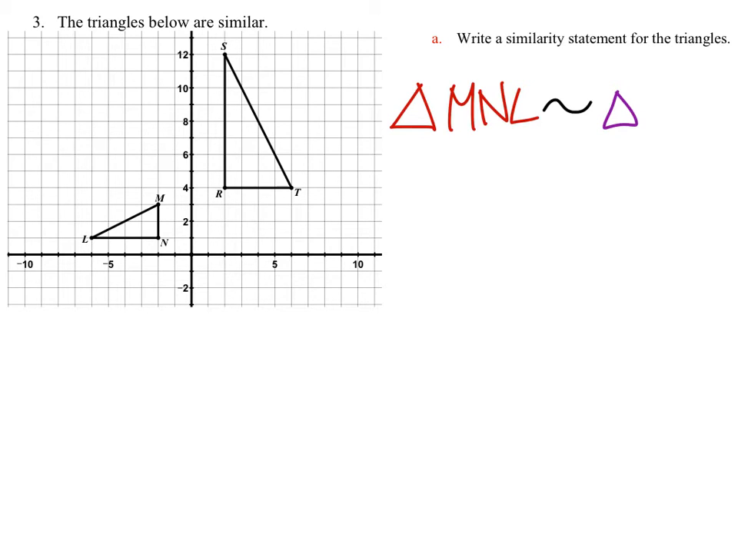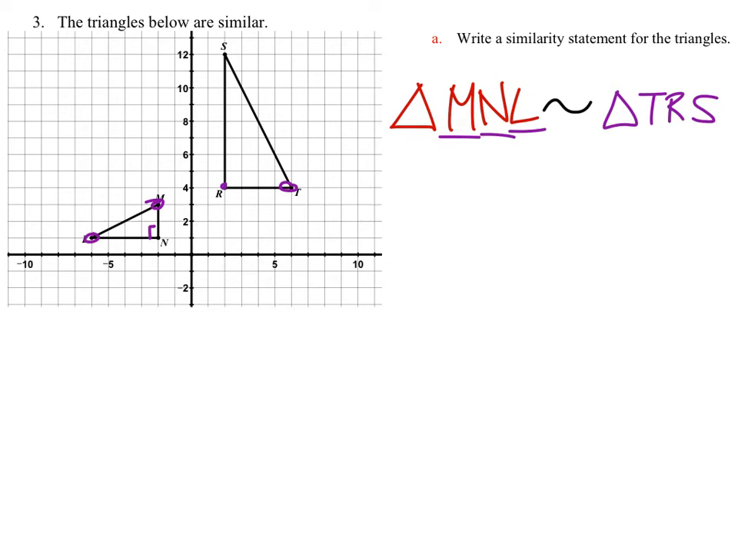So, the vertex that's in the same position as M right here is T. That's the first position, so we have to start with the T. N, which is this 90-degree angle right here, must correspond with R, which is also at that 90-degree angle. L is in the same position as S because it's farther away from the 90-degree angle. That's the way you want to look at it. So we've got triangle MNL is similar to triangle TRS.